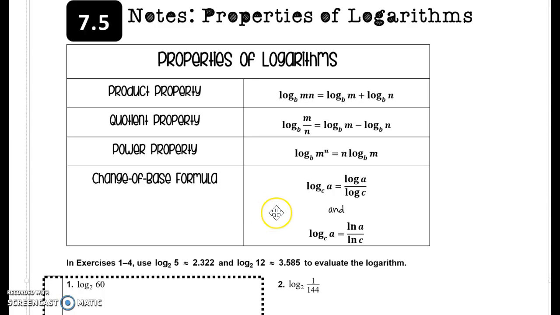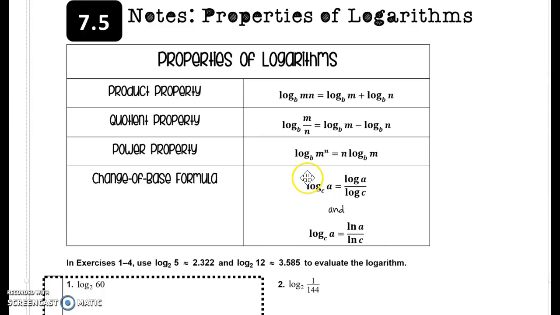Change of base formula. If you have log base c of a, you can change the base to log 10, and this is helpful because you will be able to put it in your calculator. Now you no longer have to solve for a log by hand. You can just use the change of base formula, which is log base 10, and put it in the calculator. You can also change it to natural log a over natural log c. This you can also put straight into your calculator.